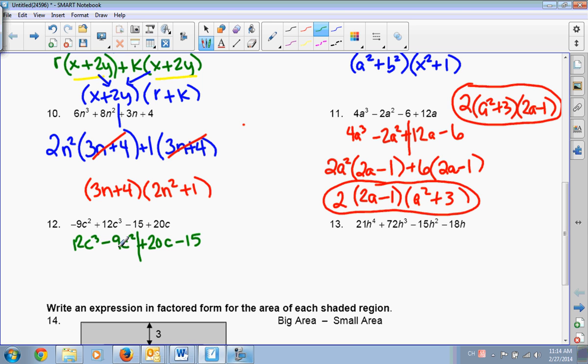What do 12 and 9 have in common? 3. And how many c's? 2.